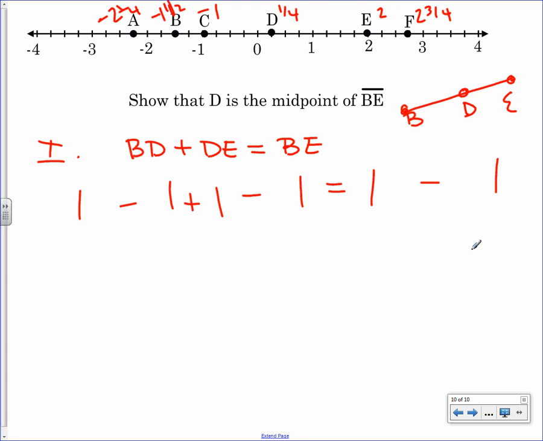Okay? So where is B located again? -1.5. I'll fill that in. Where's D? I think positive 1/4. Okay. And then D again, 1/4. Where's E? 2. You guys try this one. You guys try to fill in the BE part. Okay.